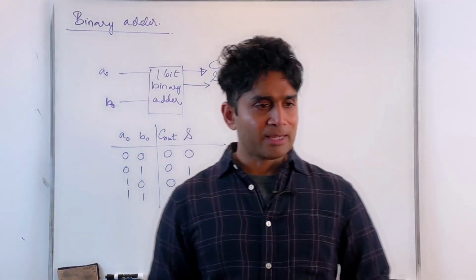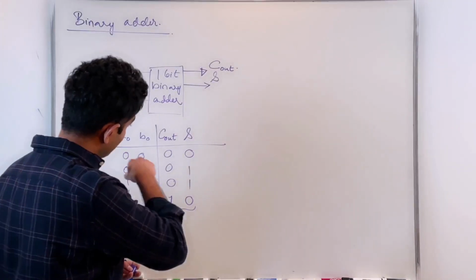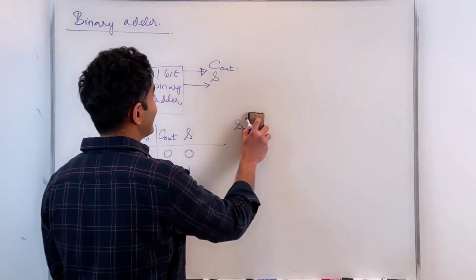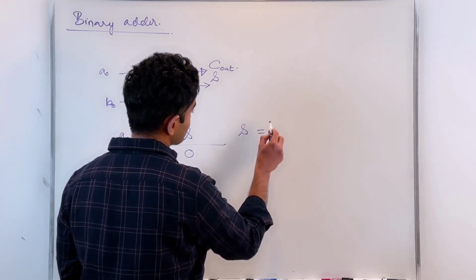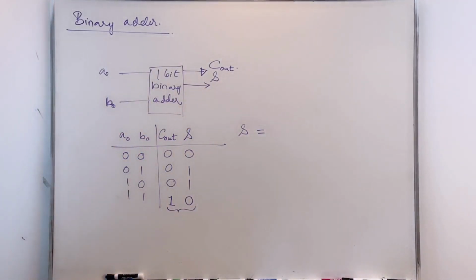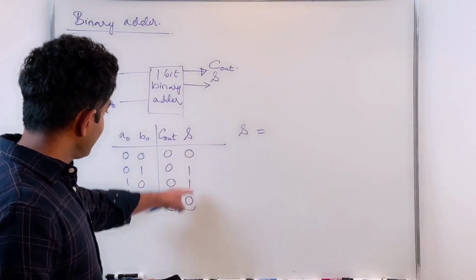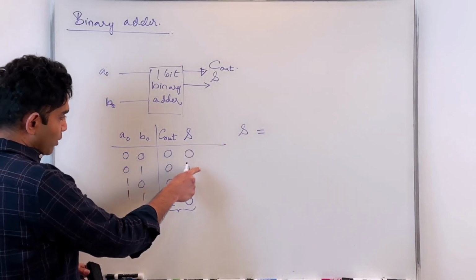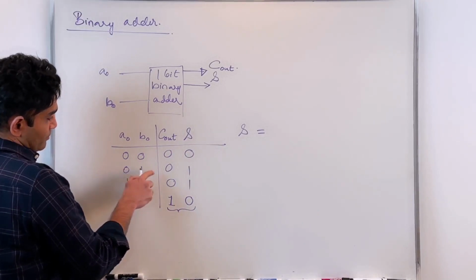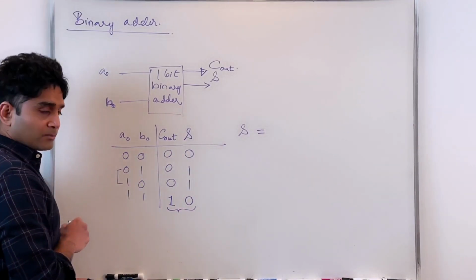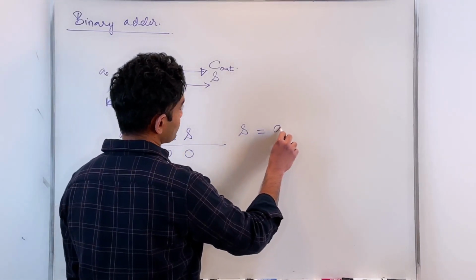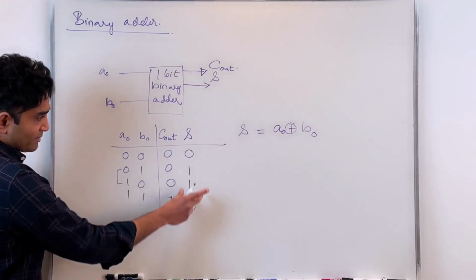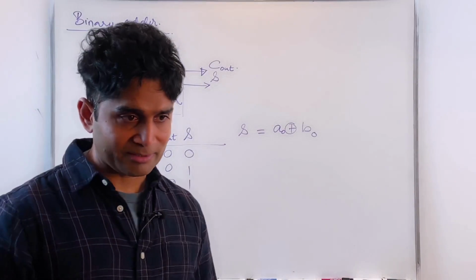And what is my sum? As a function of A0 and B0, for a simple adder, what is S as a function of A0 and B0? That's my S, that's the input combination. I can see that S is 1 for these two combinations. That means I can express S as A0 exclusive OR B0. That's nothing but the truth table for an exclusive OR gate, so I can directly write that expression.